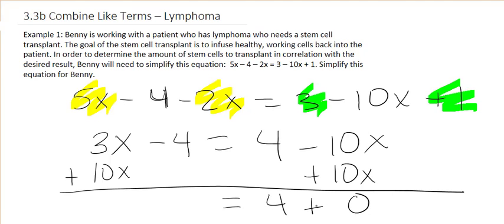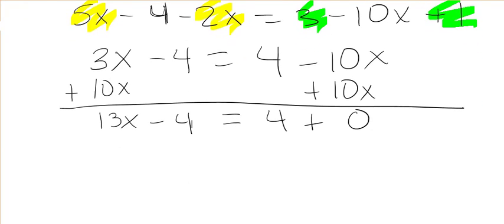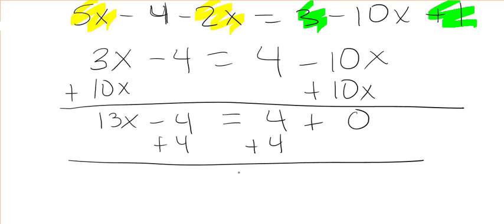Then on the left-hand side, we have 13x minus 4. We're not done yet, as we need to add the 4 to both sides to get x all by itself. So let's add 4 to both sides. This gets us to 8 on the right-hand side, because 4 plus 4 is 8. Minus 4 plus 4 is 0. So we're left with just 13x on the left-hand side.